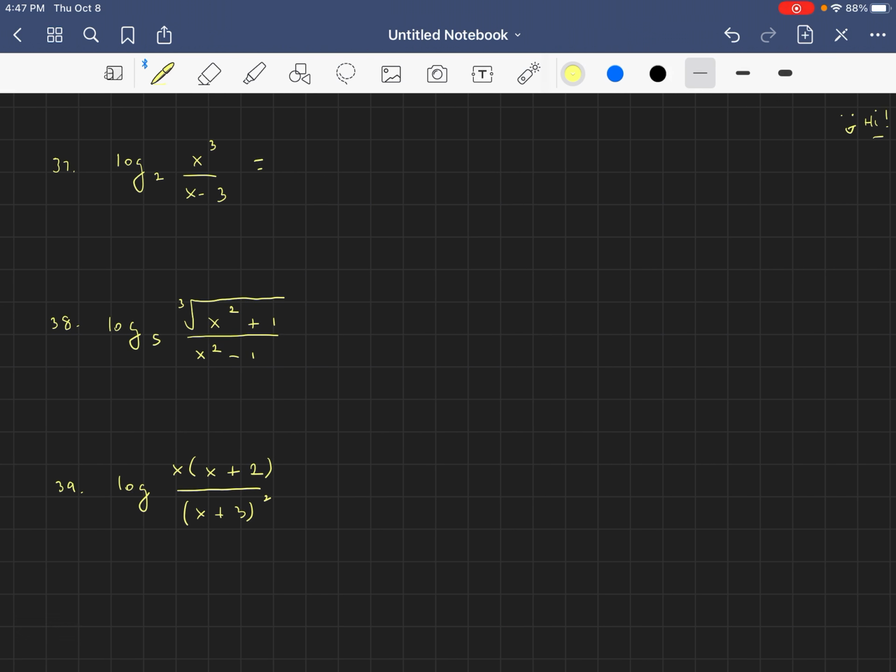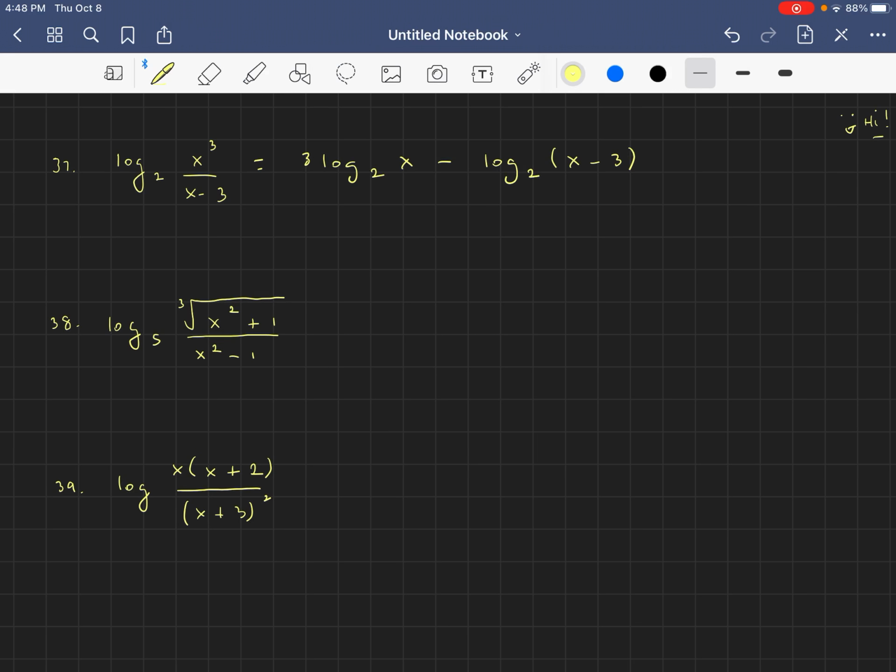Got a fraction here and a power. Going to pull out the power. Sloppy 3. That base is not very important. Minus, because it's a fraction, a quotient. And group the x minus the 3.